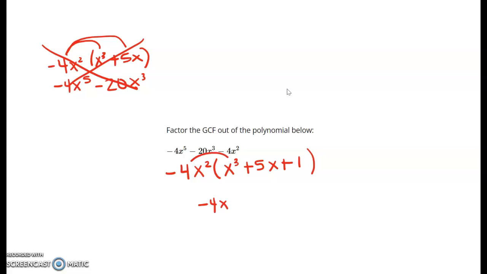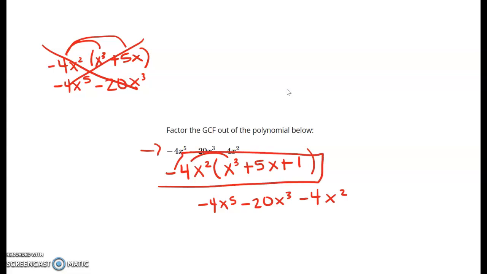I have negative 4x to the 5th minus 20x cubed minus 4x squared. And there we go. I have exactly what I started with, and so I know that this right here is factored correctly. Okay, so watch your negatives and make sure if a whole term is factored out, you still have to have that placeholder of 1.